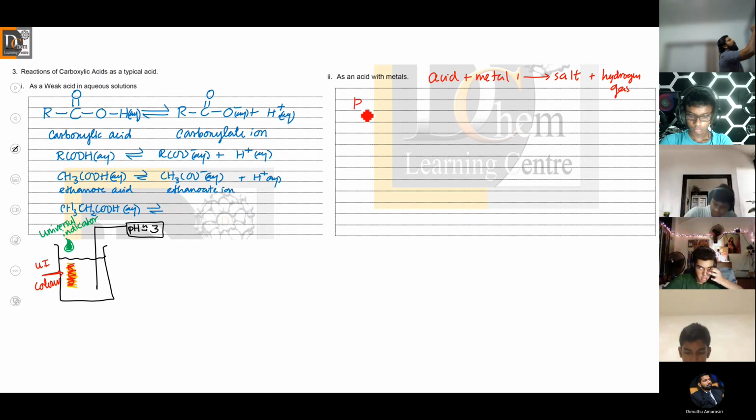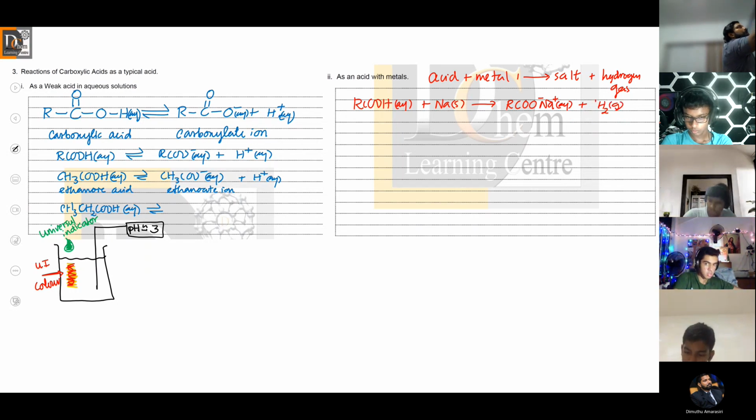Similarly here, when carboxylic acid reacts with sodium, you get the salt. Now I'm going to speed up this little bit because you are getting familiar with the formula and stuff. Have a look at this. Sodium carboxylate. No need to put this plus and minus. I'm just putting it to show that it's ionic. And you need to put half hydrogen. Obviously it's a redox reaction where sodium is getting oxidized and hydrogen is getting reduced.